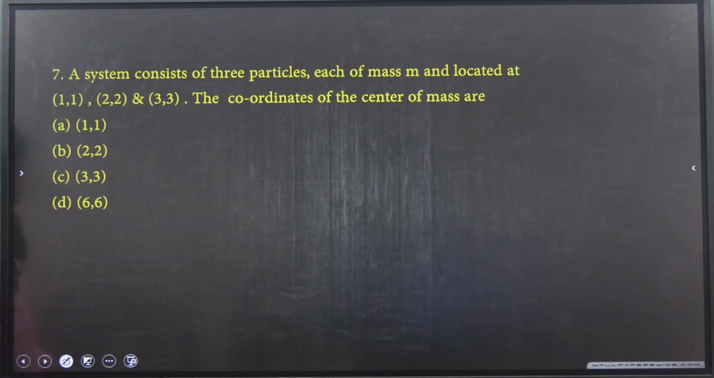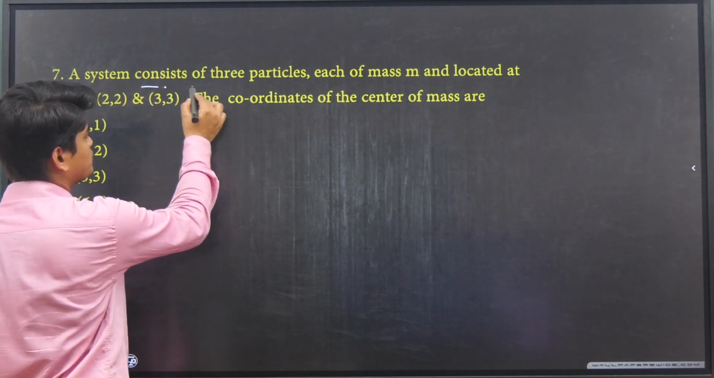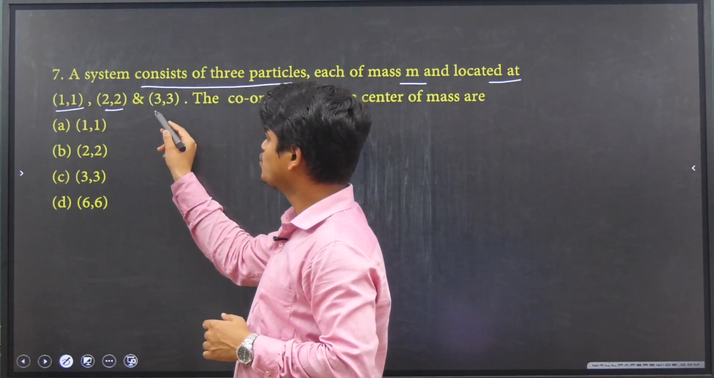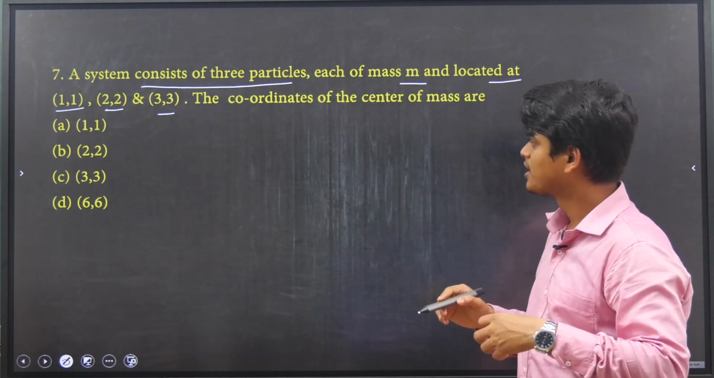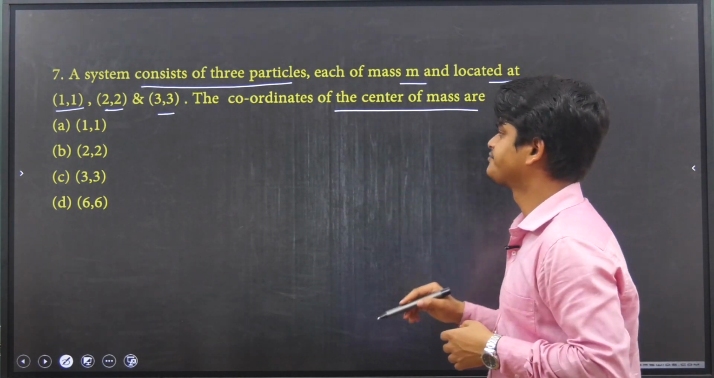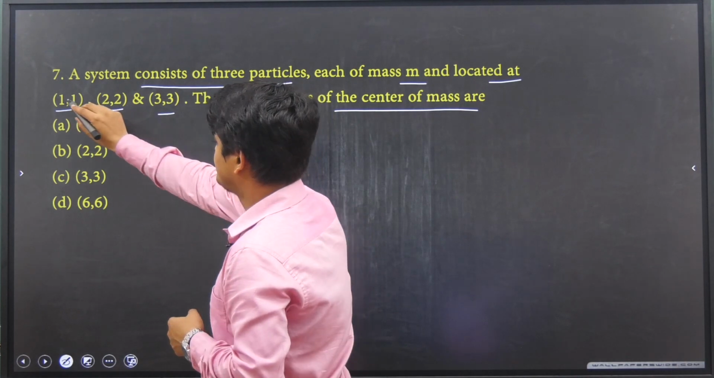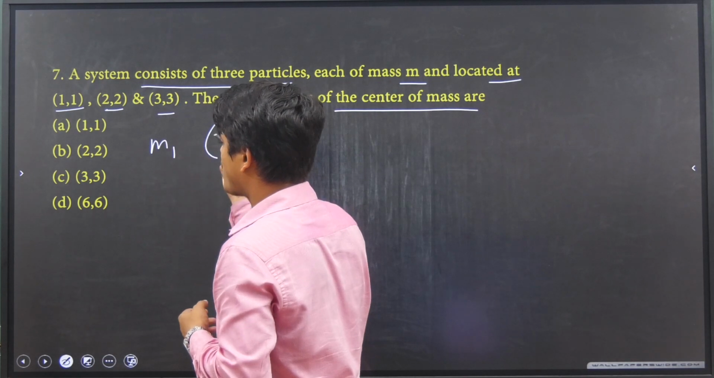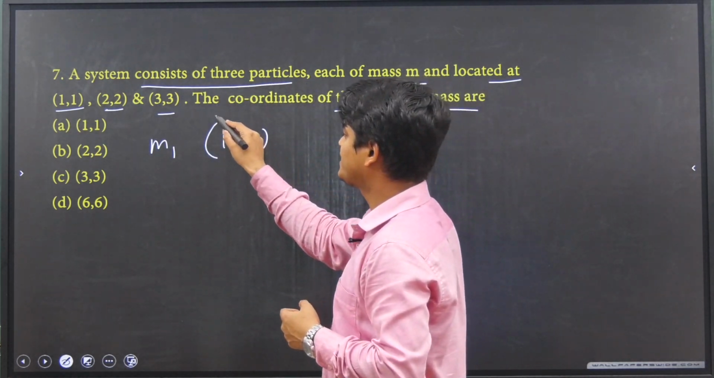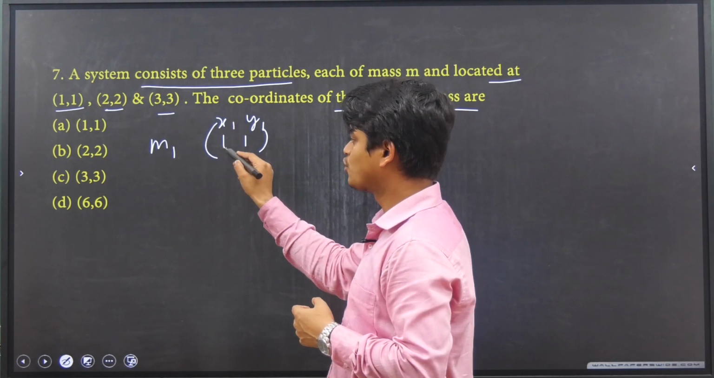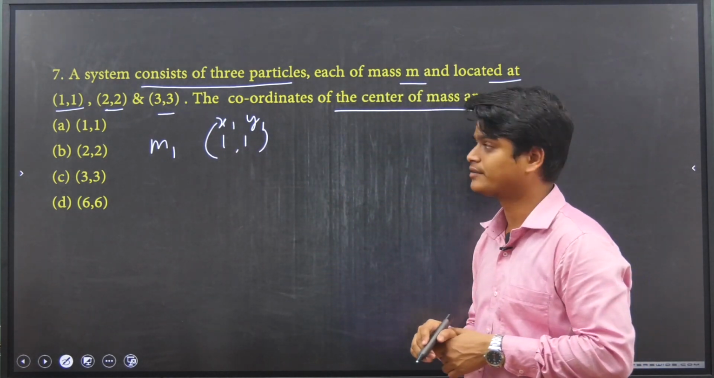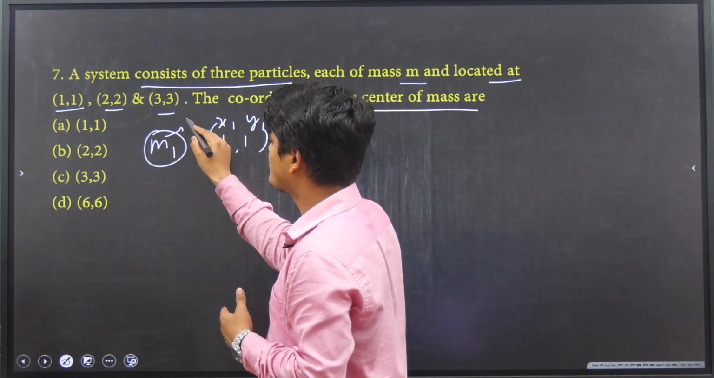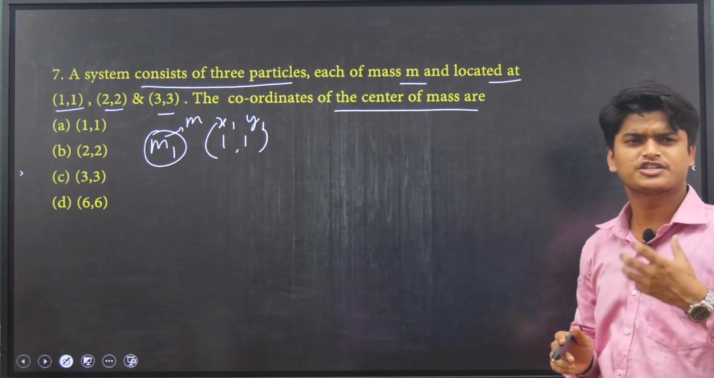Now the seventh one. Here it is given a system consists of 3 particles, each of mass m, located at (1,1), (2,2), (3,3). These are positions, coordinates. Now what are the coordinates of the center of mass? Here I can write (1,1) for mass m1, so I can take this as x1, y1. This coordinate is x1 and this coordinate represents y1. They are telling us each particle has the same mass, so m1 is nothing but a small m I am taking.